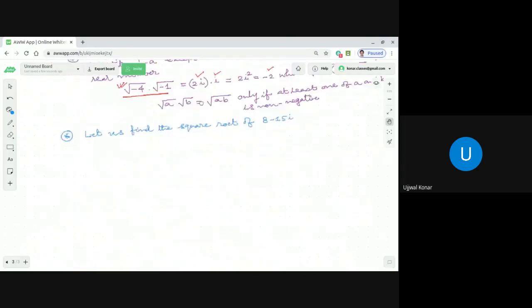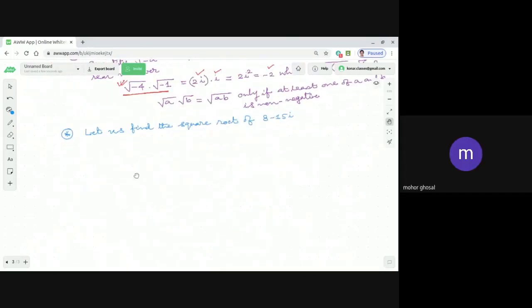If we assume, sorry, that 8 minus 15i, dear students, very minutely look into it, that we are going to write is equal to a plus ib. That implies what? That implies a is equal to 8, na? And b is equal to minus 15.